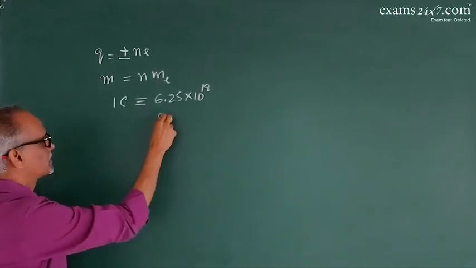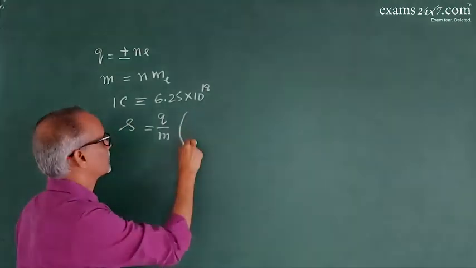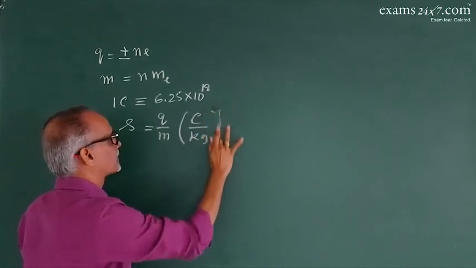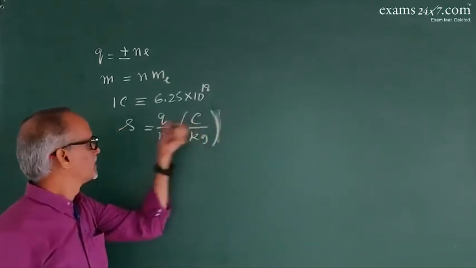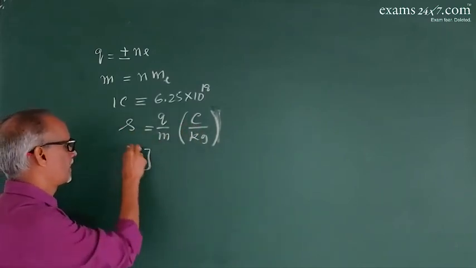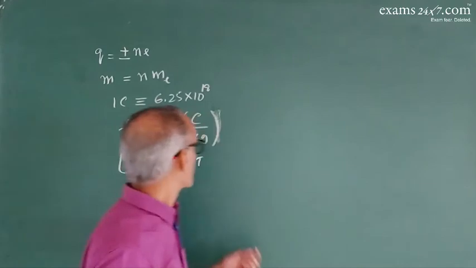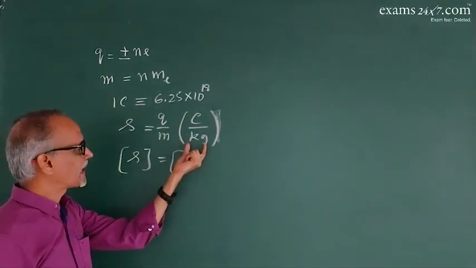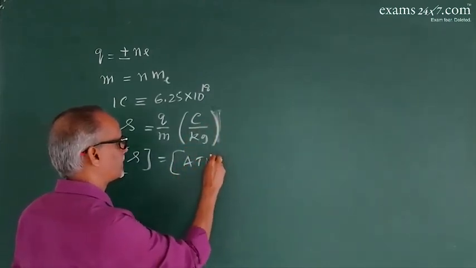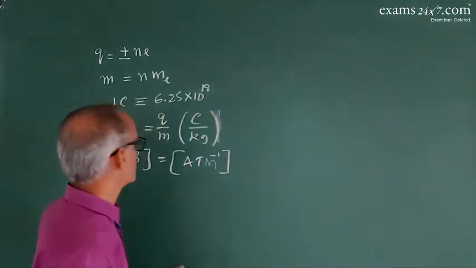The ratio of the charge to the mass is called the specific charge, which has an SI unit of coulomb per kg. The dimensional formula of the specific charge is, for coulomb we write AT, that is ampere into time, and for mass we write M. So when M is taken to the numerator, we get ATM to the power minus 1.